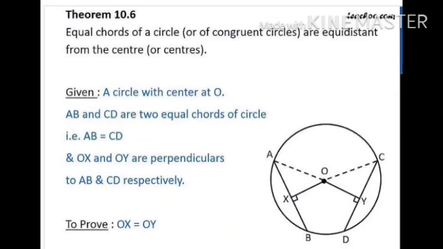Now let us start with theorem 10.6. Equal chords of a circle or a congruent circle are equidistant from the center. Draw the figure like this. Given a circle with center O, AB and CD are the two equal chords of the circle, that is AB is equal to CD, and OX and OY are perpendicular to AB and CD respectively. Now prove OX is equal to OY.